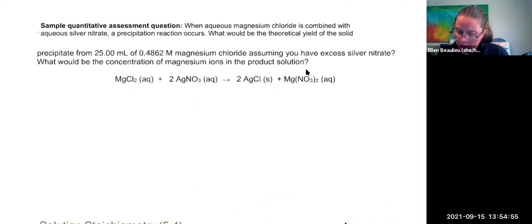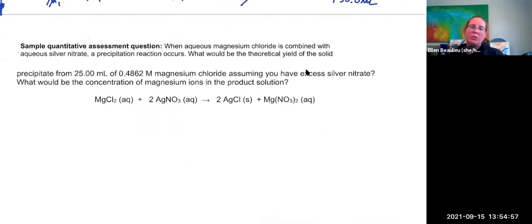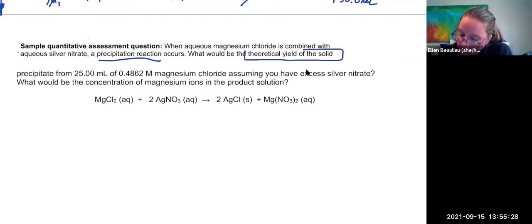So let's see an example here. Here we have a reaction described where we have some aqueous substrates, we have some aqueous reactants, and they are reacting to produce a solid, which is called a precipitate. When you mix two clear liquids and a solid comes out of solution, that's called a precipitate. And so this question says, when aqueous magnesium chloride is combined with aqueous silver nitrate, a precipitation reaction occurs. We're really going to talk more about those next week. What would be the theoretical yield of the solid?